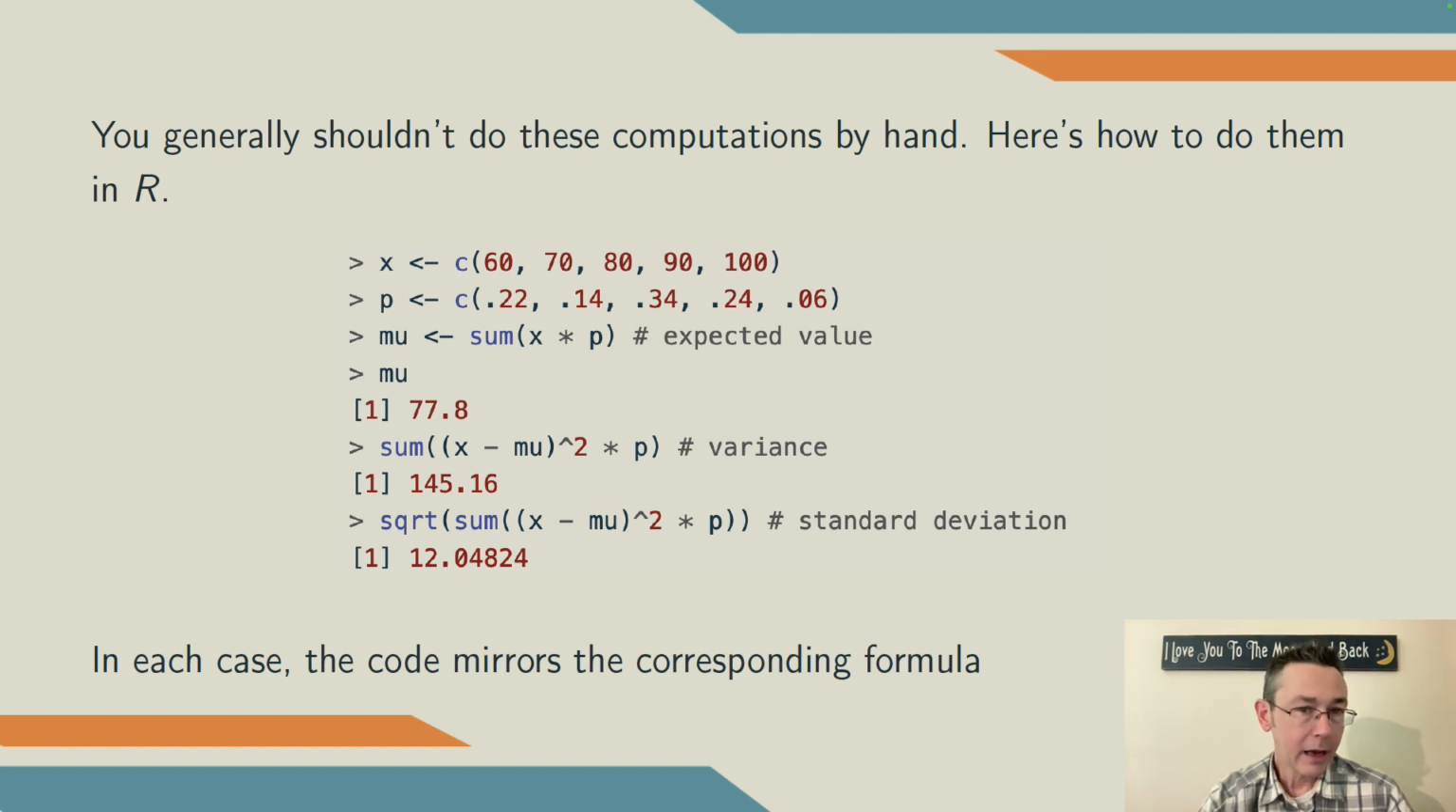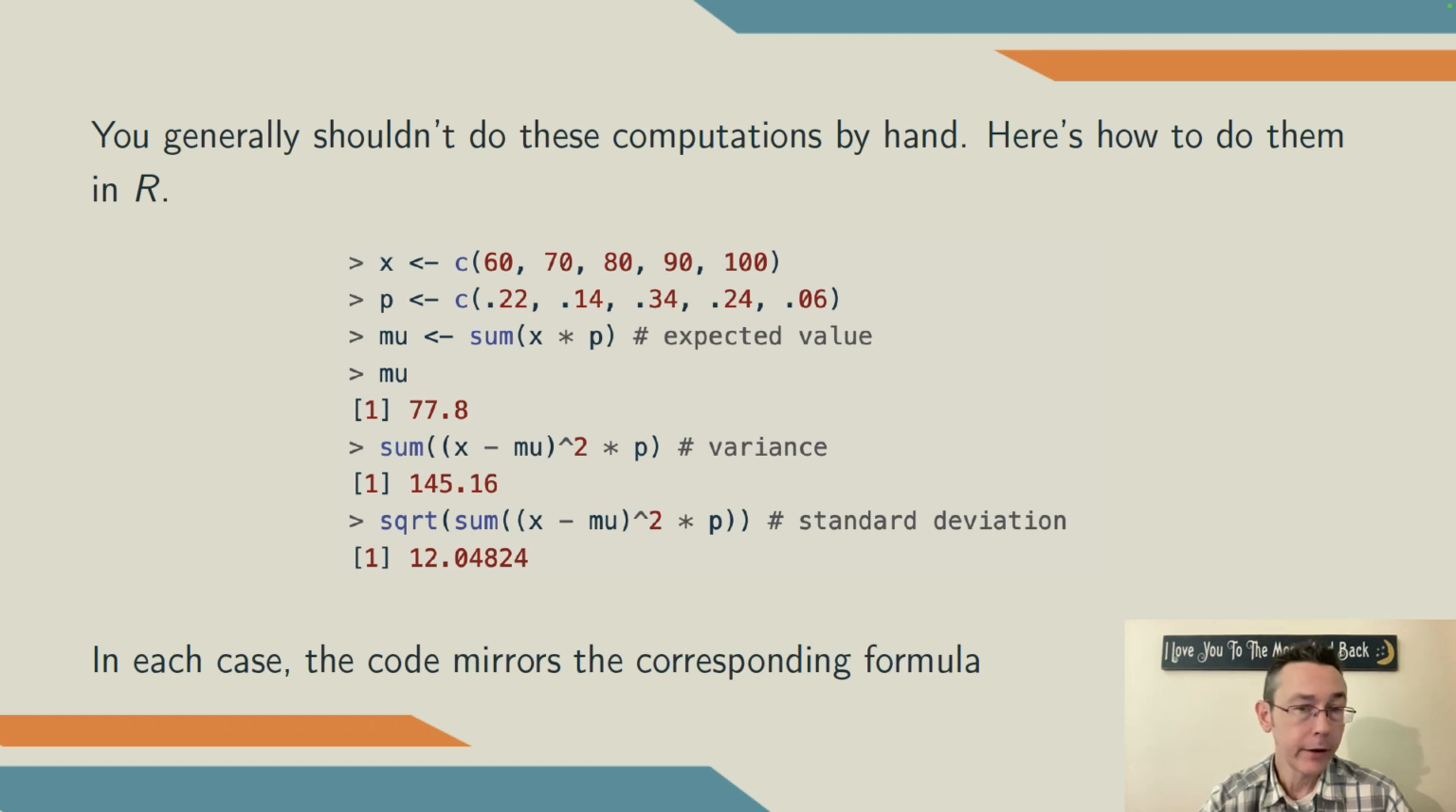The only thing you really have to watch out for here is the parentheses and the grouping, making sure that we take the difference between the x values and the expected value before we square, and that we multiply that times the probability before we take the sum, and finally, that we do all of that before we take the square root. Here we get a variance of 145.16, and a standard deviation, the square root of that, 12.05.